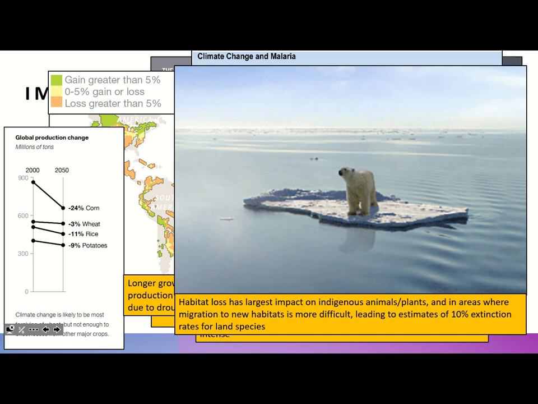So the point you want to make is that polar bears are losing their hunting habitat. That's why they are in danger. Simply saying that polar bears need ice and that the ice is melting means that polar bears will die is not going to get you marks.